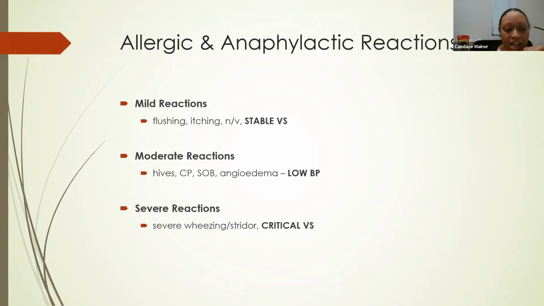The majority of these reactions occur within the first or second exposure of the chemotherapy drug. We classify the reactions as mild, moderate, or severe. Mild reactions can include flushing, itching, nausea, vomiting. The patients have stable vital signs. Moderate reactions include hives, chest pain, shortness of breath, angioedema, and patients may have low blood pressure. And severe reactions, patients can have any derivation of the above, but critical vital signs.